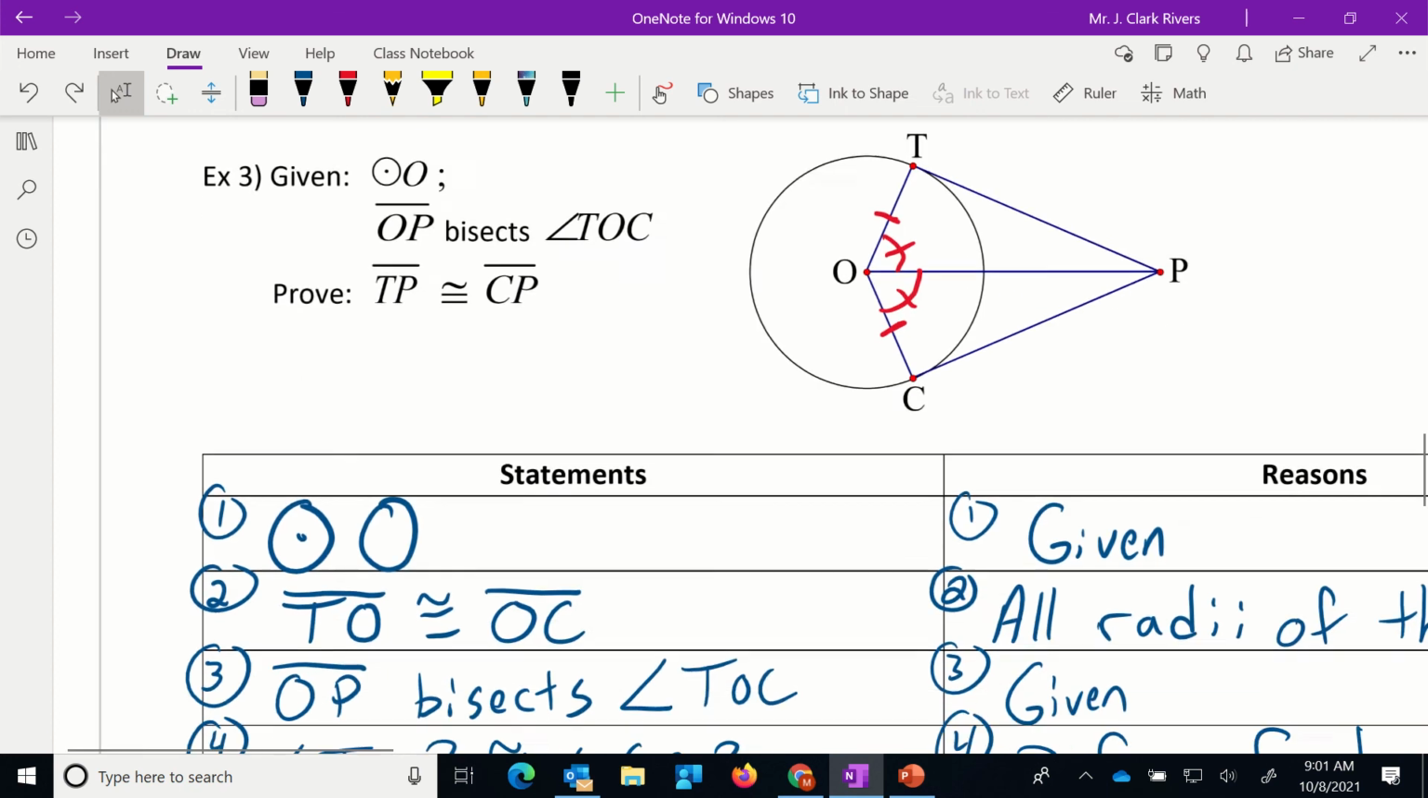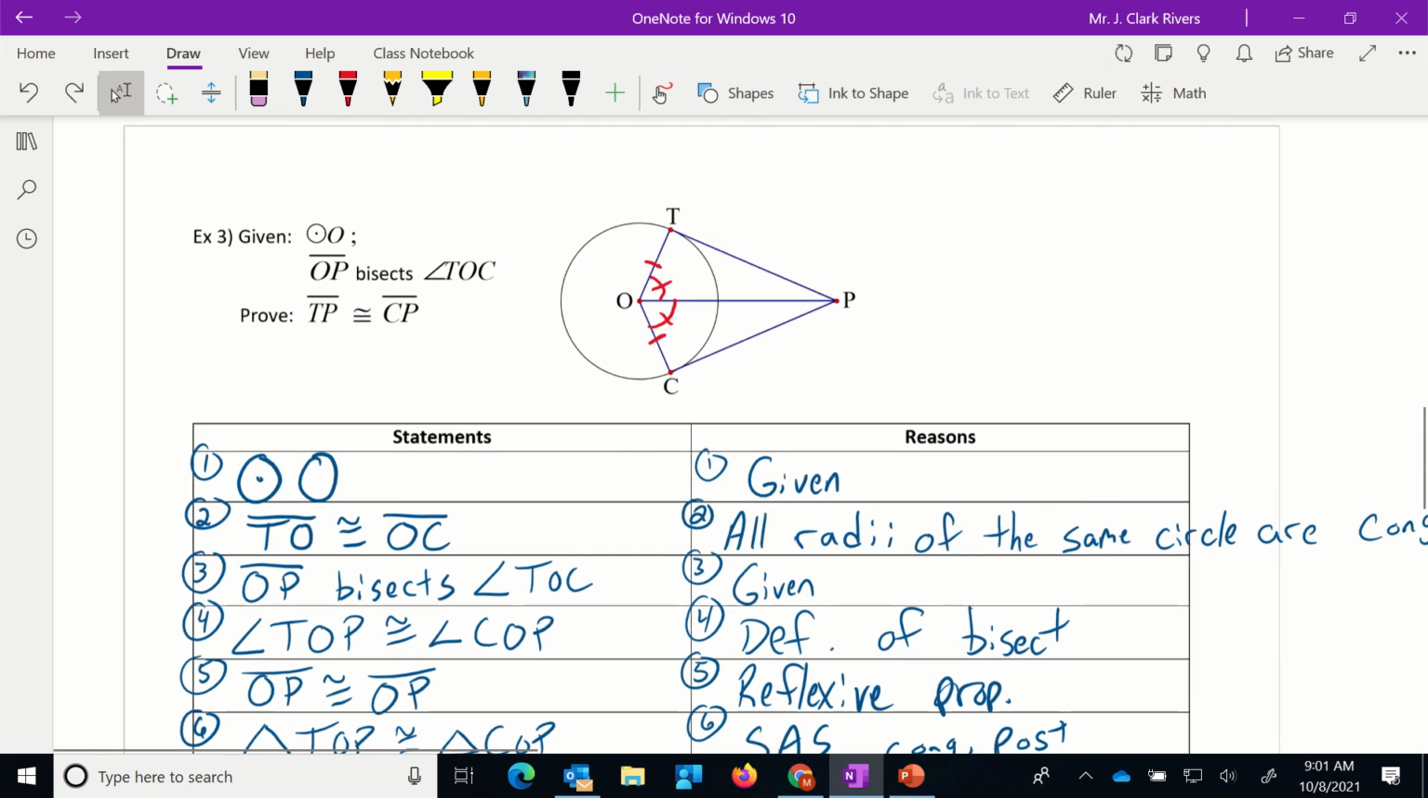So in the proof, here's what that looks like. First, we have our circle that is given. And I'll mark it up as I go through it now so you can kind of see it. TO is congruent to OC. All radii of the same circle are congruent. TO is congruent to OC. OP bisects angle TOC, that is given. Angle TOP is congruent to angle COP. That angle and that angle, they're congruent. That's the definition of bisect.